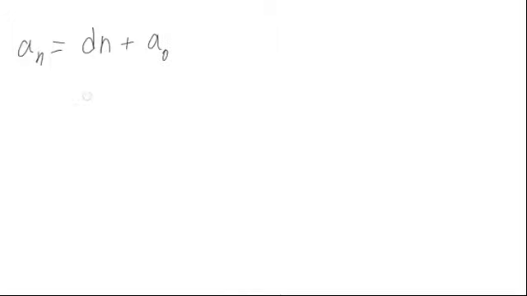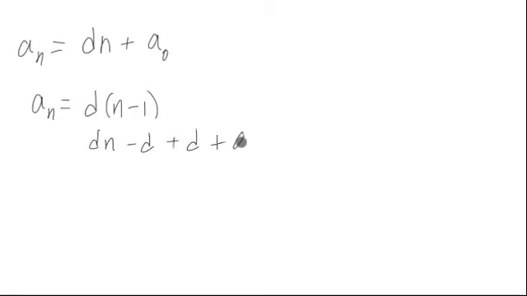That's common. Another way that they often write this is a sub n is equal to d times, and then instead of n, they like to say n minus 1. But let's see what happens when they put n minus 1. When they do that, d times n minus 1 distributes to dn minus d. So to make this formula look the same as this, we have to add a d plus a sub 0. Notice that when we do that, these cancel, we get the right formula, but they like to use an n minus 1 often.